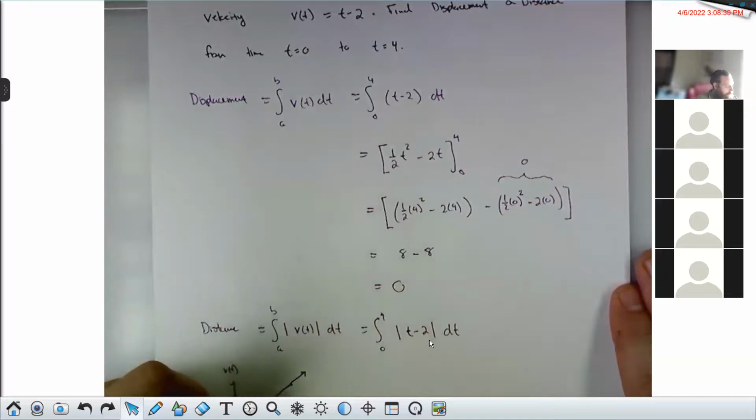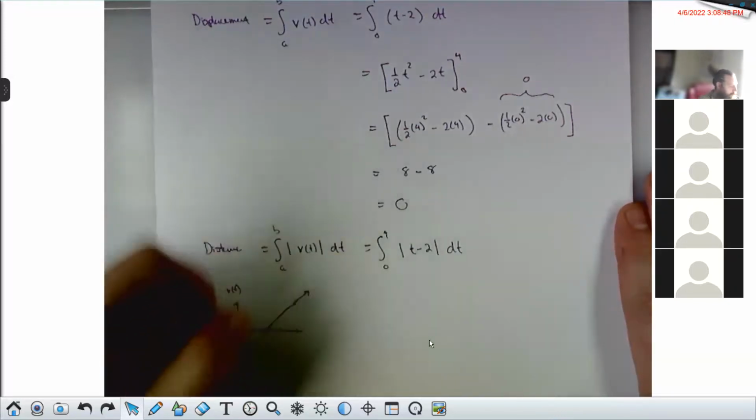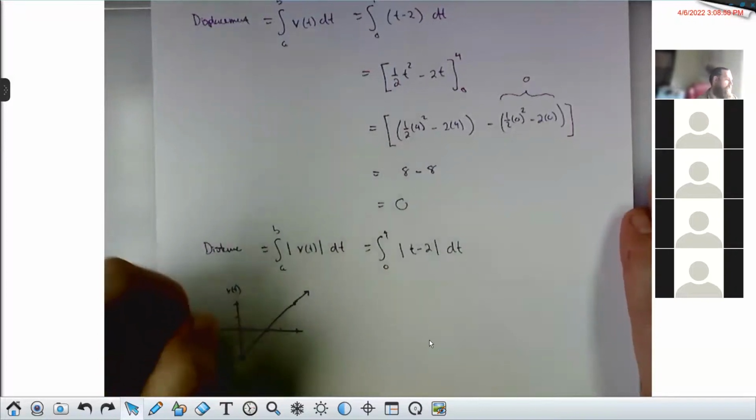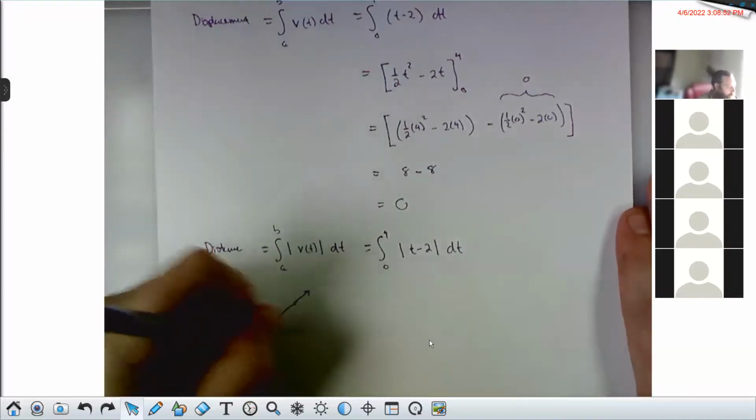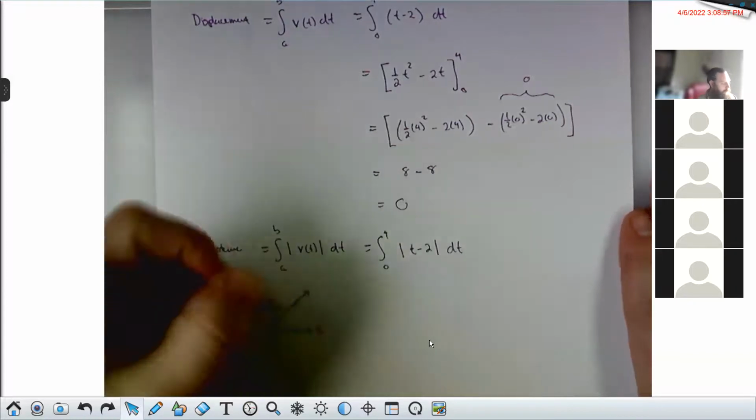Here it is. All right, it's a line with slope 1 and y-intercept -2. Specifically, it crosses over the horizontal axis, the t-axis, right there when t is equal to 2.